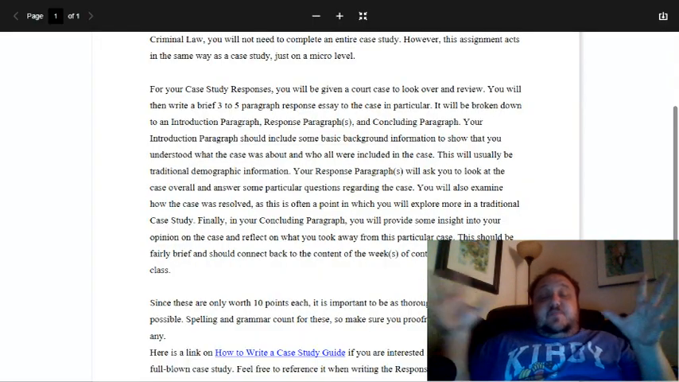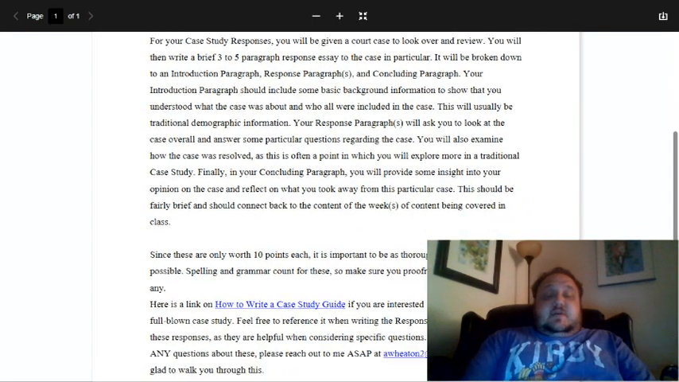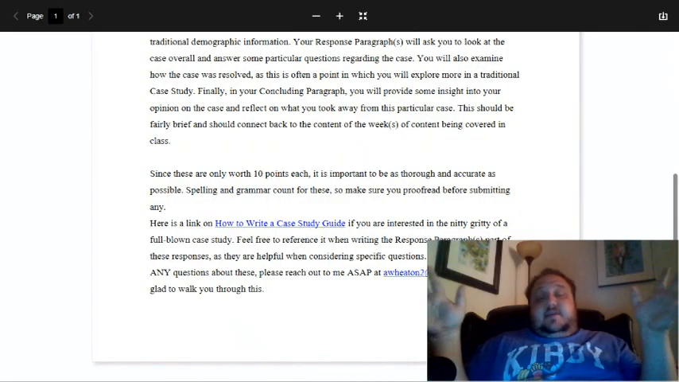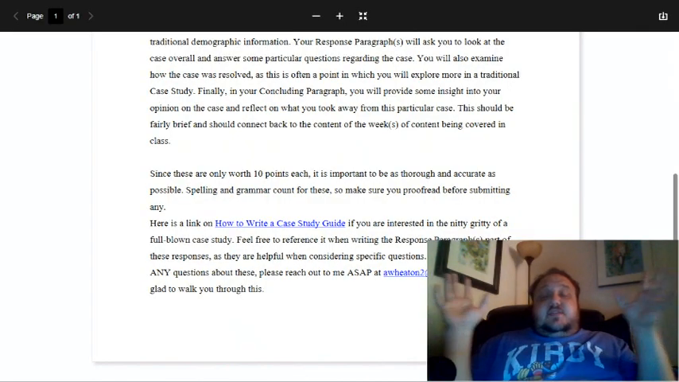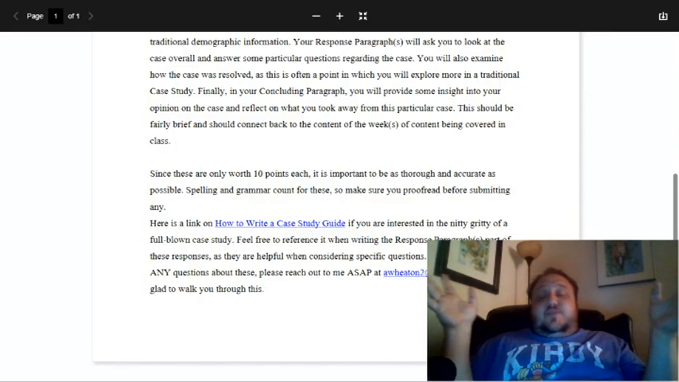This should be fairly brief, and it should connect back to the content of the week that we covered in class. So here's the big thing. These are only worth 10 points. They're not big. So it's important to be as thorough and accurate as possible. Spelling and grammar does count for these, so make sure you proofread before submitting any.